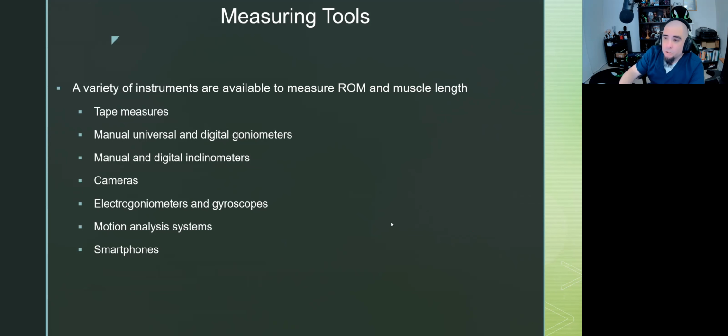What do we do to measure range of motion and muscle length? Tape measures are used. Manual, universal, and digital goniometers are used. Inclinometers, or what we call bubble gonies, are used. We can use cameras. There are electro goniometers and gyroscopes we can use. Motion analysis systems and smartphones are even used now.